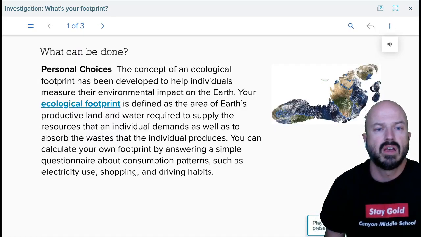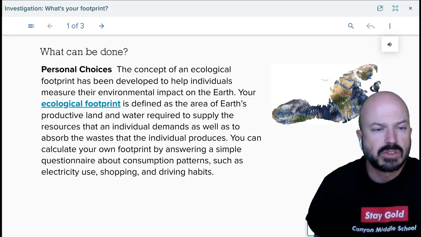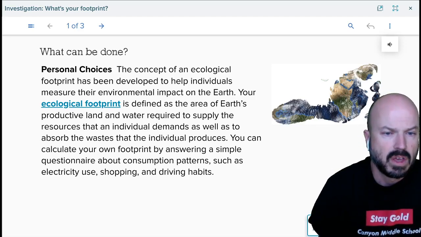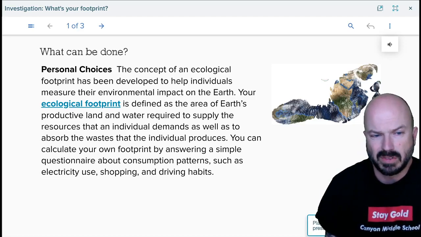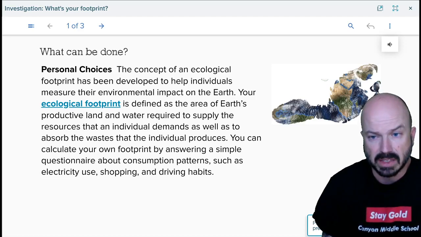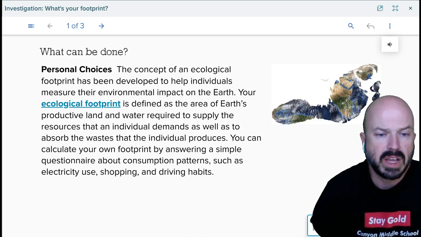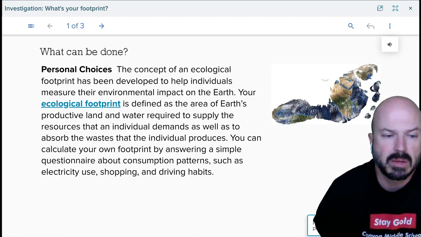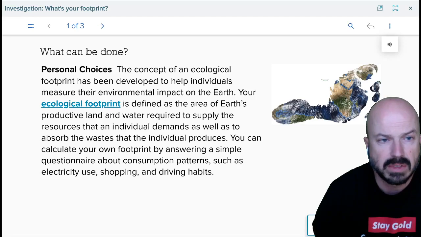Now, the concept of an ecological footprint has been developed to help individuals measure their environmental impact on the Earth. Your ecological footprint is defined as the area of Earth's productive land and water required to supply the resources that an individual demands, as well as to absorb the waste that an individual produces. You can calculate your own footprint by answering a simple questionnaire about consumption habits such as electricity use, shopping, and driving habits.